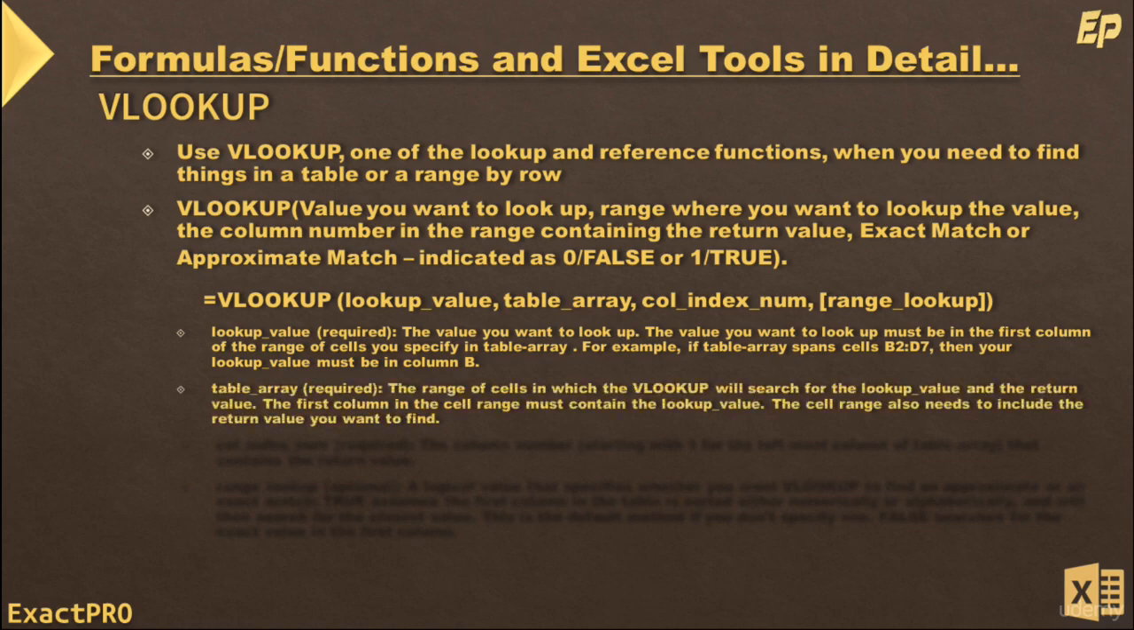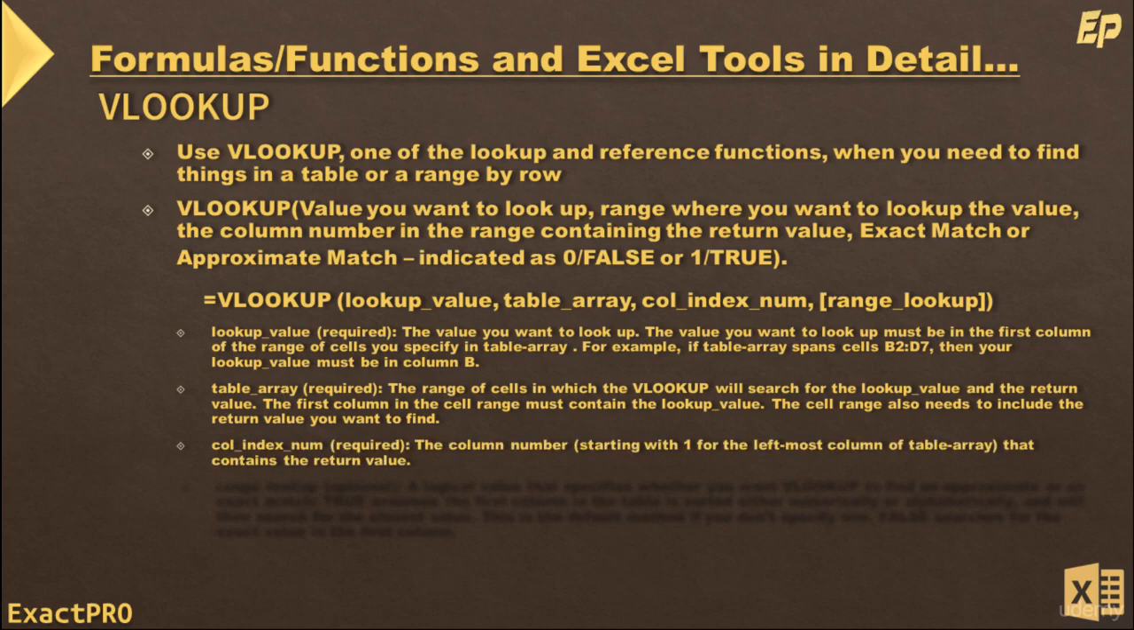Table array is a required argument. It is the range of cells in which VLOOKUP will search for the lookup value and return the value. The first column in the cell range must contain the lookup value. The cell range also needs to include the return value you want to find. Column index is a required argument. It is the column number, starting with 1 from the leftmost column of the table array, that contains the return value.